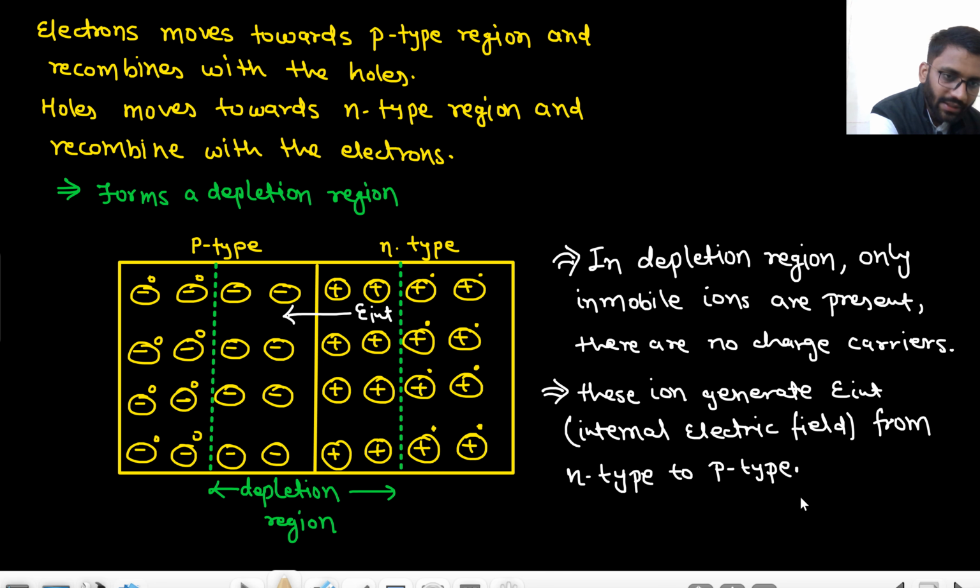So they are generating an internal electric field from n-type to p-type. Okay. Now there is one thing. Because of an electric field, let's just assume my electric field is in this direction, and there is a hole and there is an electron. Can you tell me where will the hole feel the force and where will the electron feel the force? Holes will always feel the force in the same direction as the electric field, and electrons will always feel the force in the opposite direction.